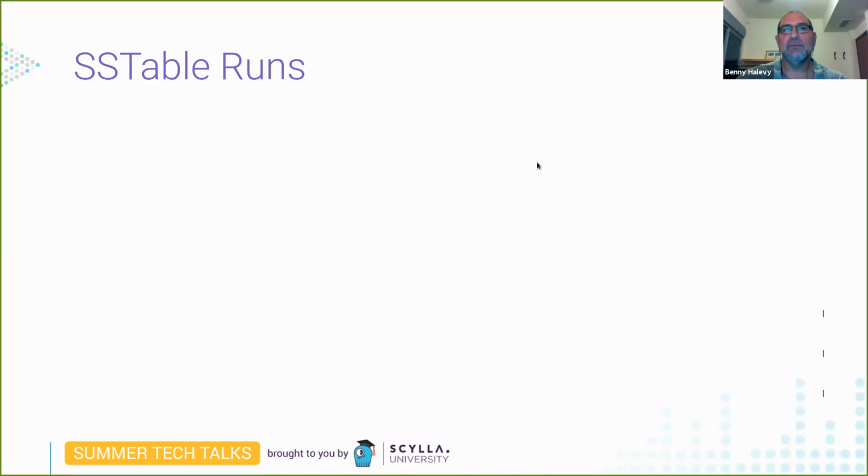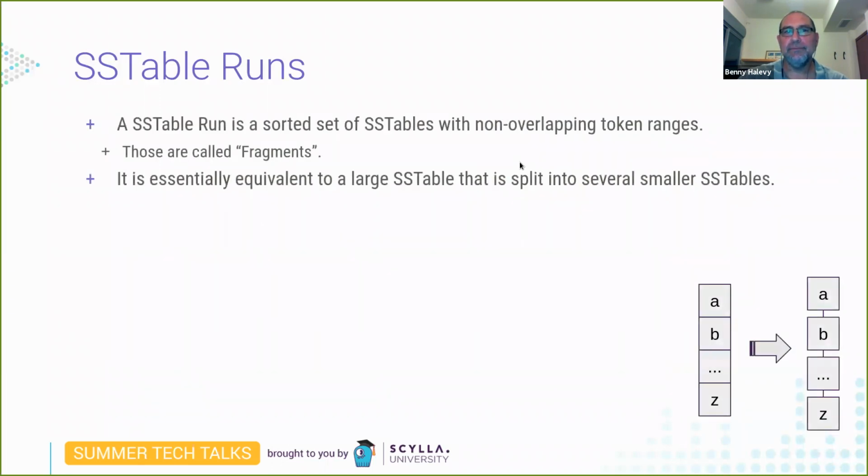So what are these SSTable runs? A SSTable run is a sorted set of SSTables with non-overlapping token ranges. Those small SSTables are called fragments. And each SSTable run is essentially equivalent to a large SSTable that is split into several smaller SSTables.